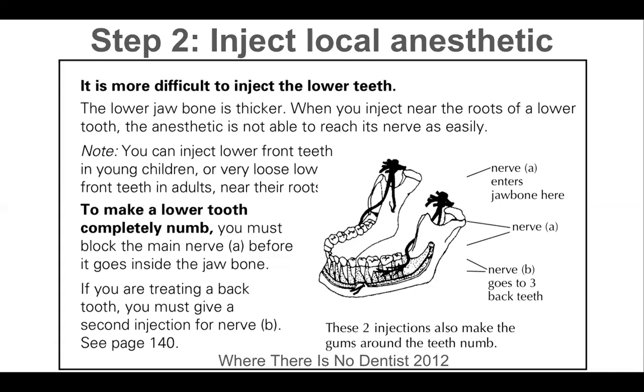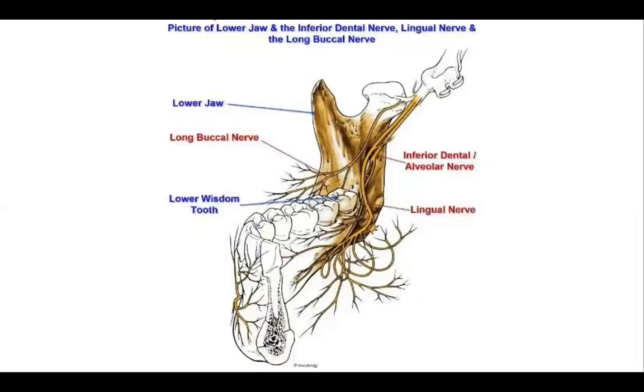But it's more difficult to inject the lower teeth. The lower jawbone is thicker, so when you inject near the roots of a lower tooth, the anesthetic is not able to reach its nerve as easily. To make a lower tooth completely numb, you must block the main nerve before it goes inside the jawbone. This is the main nerve and these are the branches. If you are treating a back tooth, you must give a second injection for the nerve.